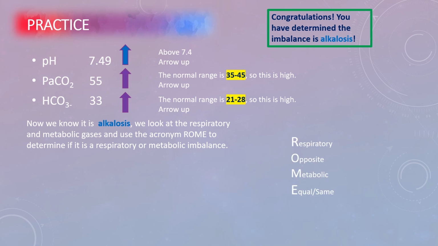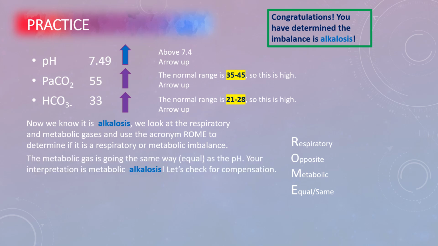Now we use the acronym ROME to determine if it is a respiratory or a metabolic problem. The metabolic gas is going the same way or equal as the pH. Your interpretation is metabolic alkalosis.